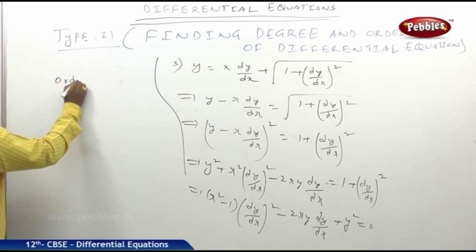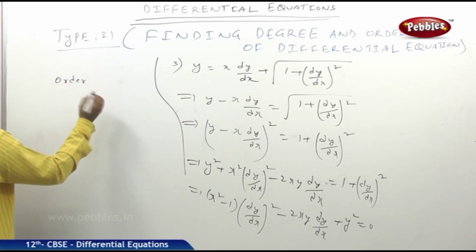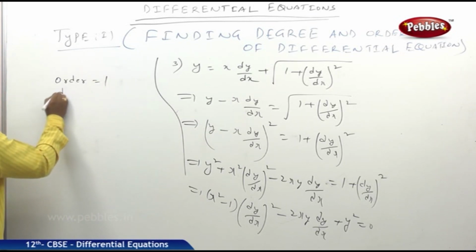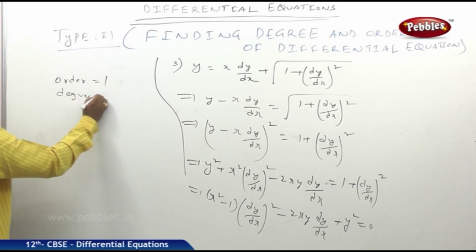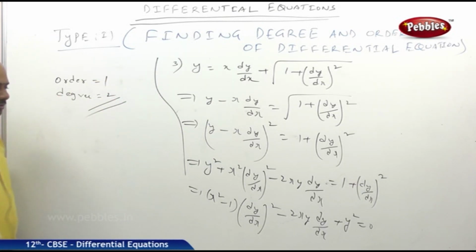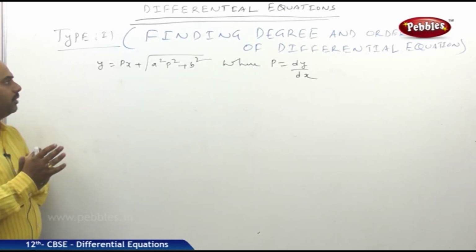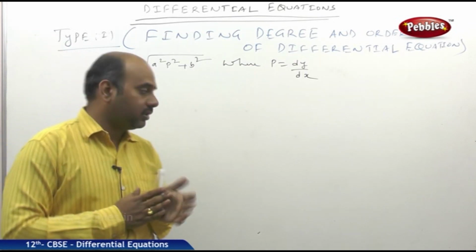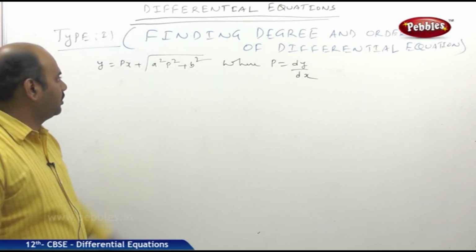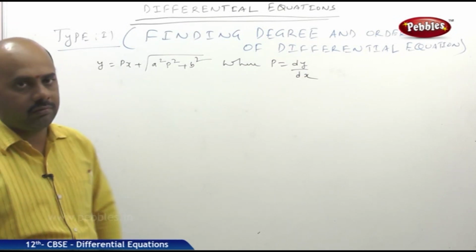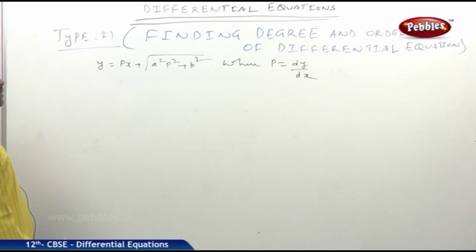So here order means highest order derivative. Highest order derivative is dy by dx, so order is 1, and what is our degree? Highest order derivative's power, so it is nothing but 2. Very important, please copy. This is also an important question where you need to find order and degree of the differential equation y equal to px plus under root of a square p square plus b square, where p is equal to dy by dx.